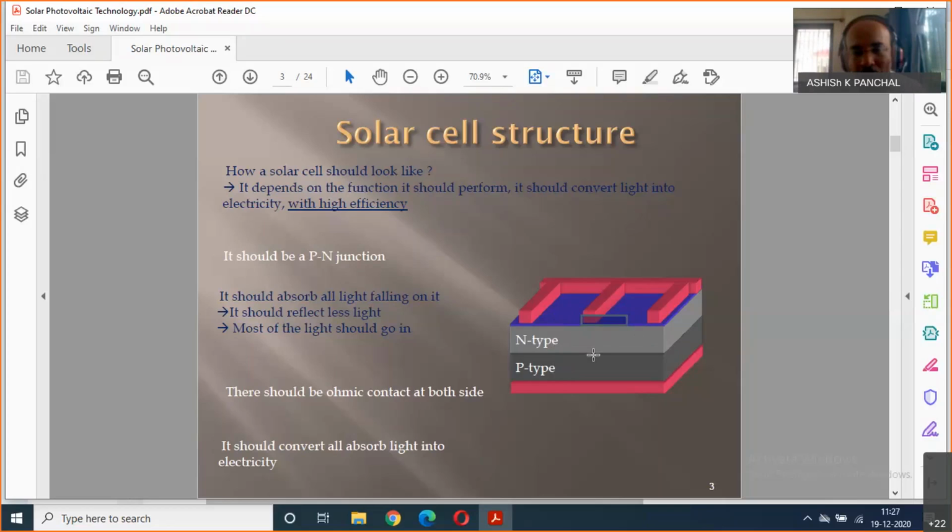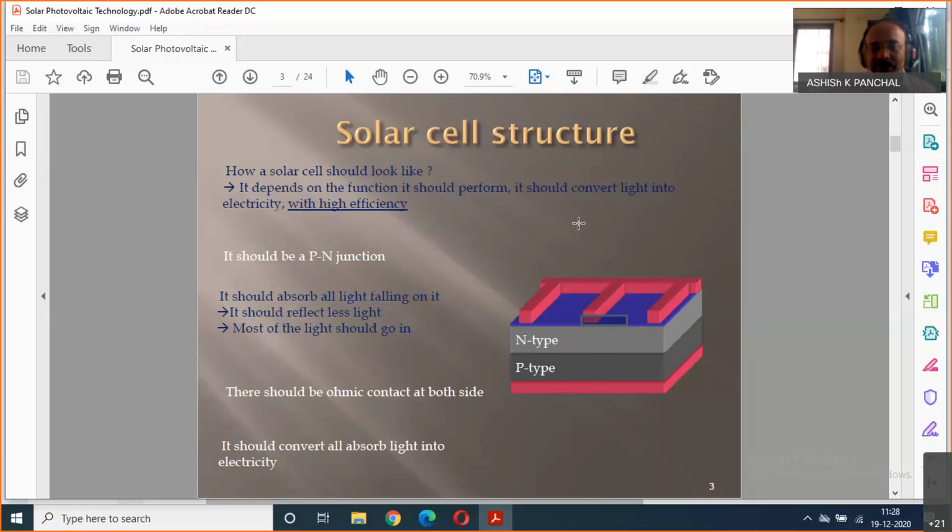Then when charges are separated, you need electrical contacts, front contact as well as back electrical contacts, to collect the charges. Then only those charges can move towards the outer electrical circuit. So you need front contact and you need back contact. Front contact is of finger and bus bar. Can you see my hand? These are the fingers, and this is the bus bar. This type of arrangement is shown on the front side. The back contact is completely filled, whereas you have the bus bar type on the front side.